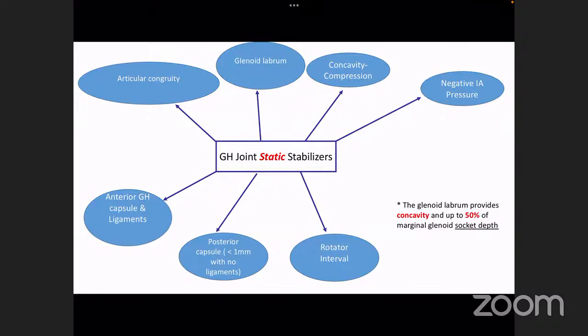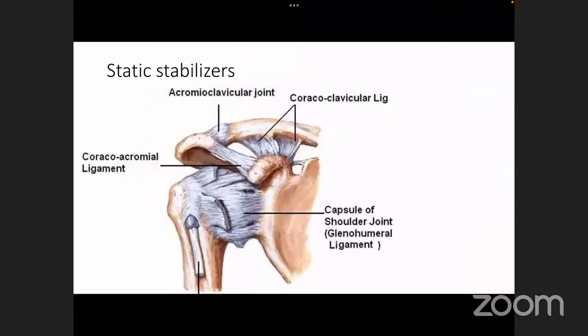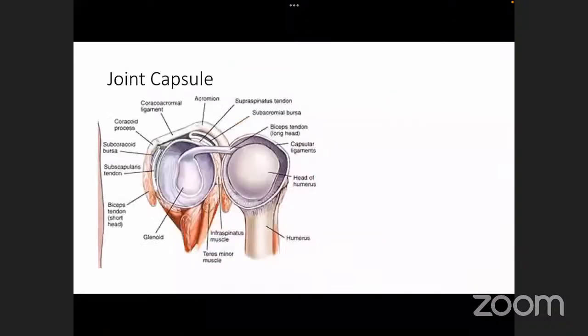My lecture will be straightforward. I will pause whenever there's a testable question. Here is a point where we always prefer to make questions about the bands of the ligaments. Okay, and the rotator interval. The dynamic stabilizers, as you know, are the rotator cuff and the position of the scapulothoracic joint. There are some dangerous at-risk positions, especially in maximum abduction and external rotation. This is a slide about the static stabilizers we just mentioned.